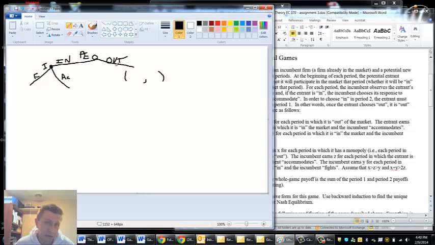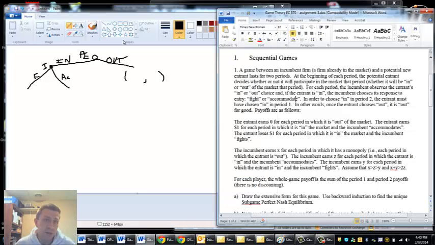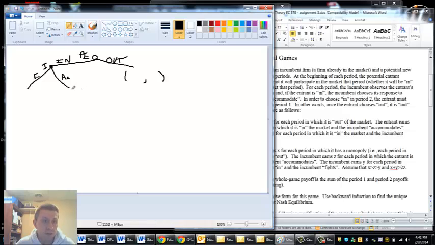I'm not going to fill in the payoffs yet. First I just want to draw out the tree diagram. So the potential entrant, if they're out, it's over. If they're in, the incumbent chooses fight or accommodate. That's all there is to period 1. But it lasts for 2 periods, so we've got to go ahead and draw in period 2.